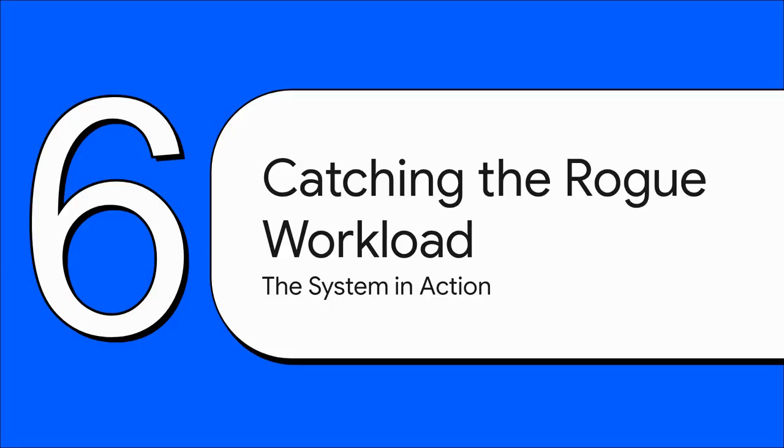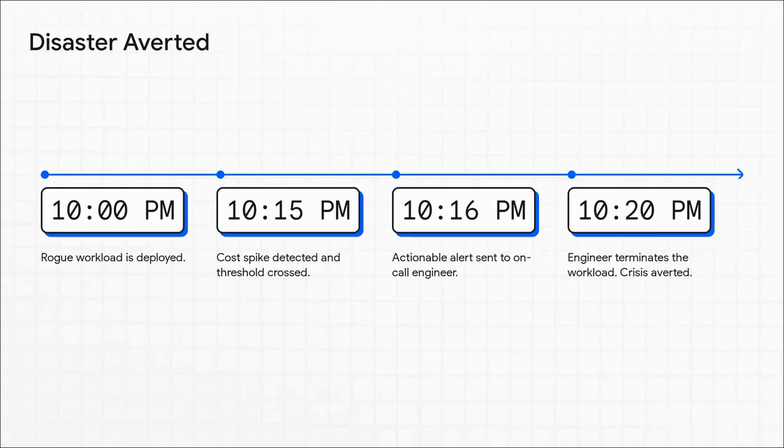All right, we've built the whole architecture. We've got our baselines, we've got our thresholds, and we've got our smart alerts all set up. So now let's rewind the clock and see exactly how our new system handles that $50,000 weekend nightmare that we started with. Now this is where it all comes together.